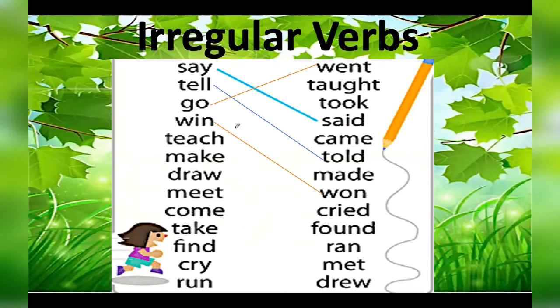Teach, taught, yes, we got it. Teach has a second form: taught. Then we have the verb make. Make: took, no; came, no; made, yes. Make, made.